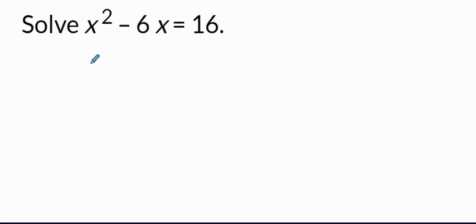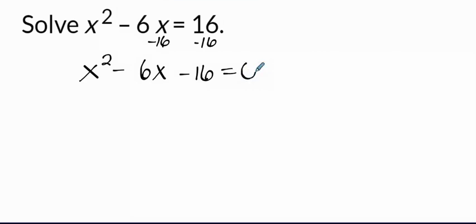The first thing we want to do is set this equation equal to 0. So we'll take the 16 and go ahead and move that to the other side by subtracting from both sides. And so we'll have x squared minus 6x minus 16 equals 0. Once your equation has been set equal to 0, you can move on to step 2.